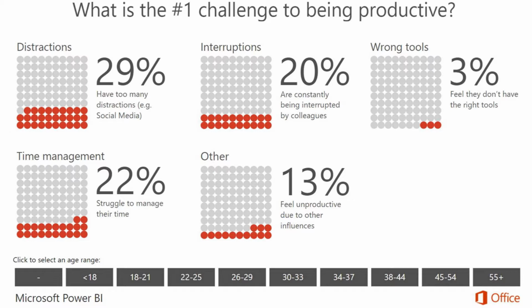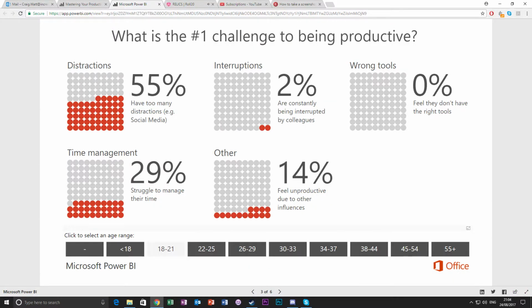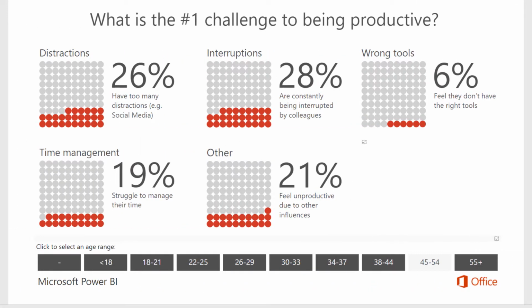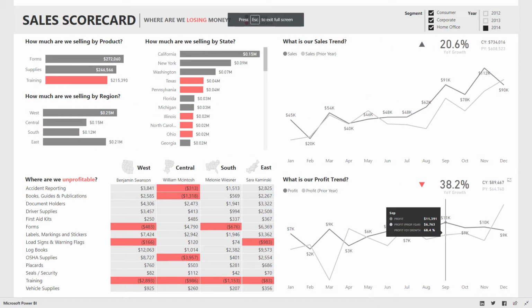So we can see that for the 18 to 21-year-olds, distractions are a key part of affecting their productivity. But for the 45 to 54-year-olds, that's not so much; it's more interruptions. So this provides a very visual, very intuitive, easy to use interface to be able to drill down into your data.